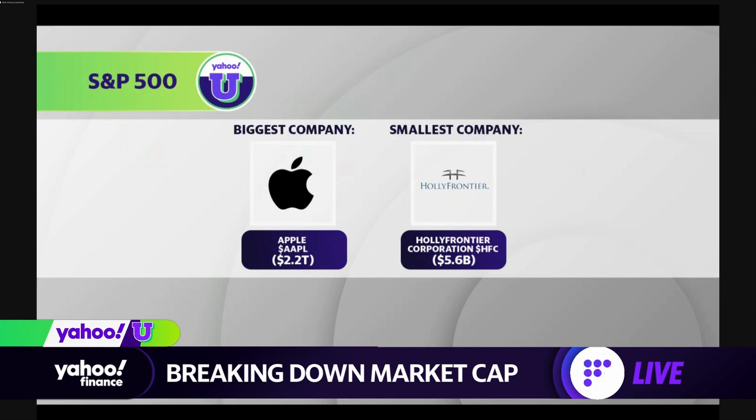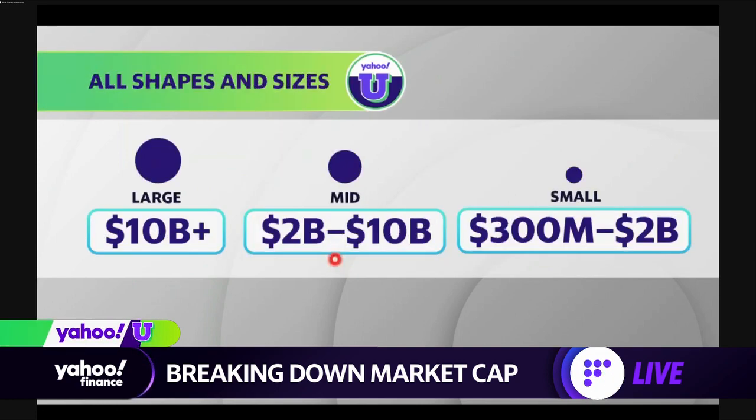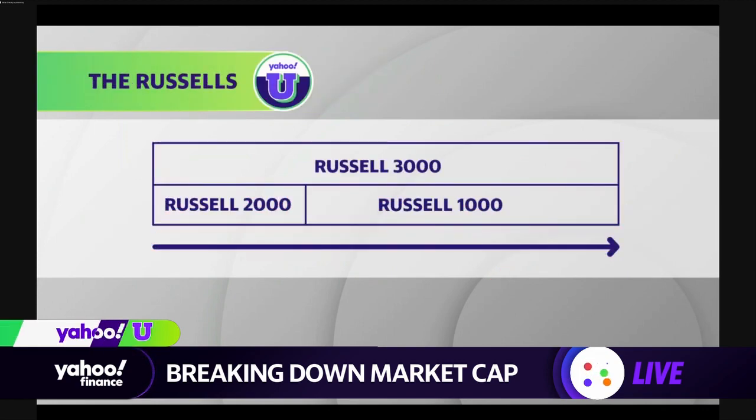So that means that HollyFrontier is actually mid. Well, it's the mid of the mid, right? Between $2 and $10 billion, which means that there are no small caps covered in the S&P 500. So the question is, where might we see some small caps? And for that, we have to zoom beyond the S&P 500, which is why we have something called the Russells.